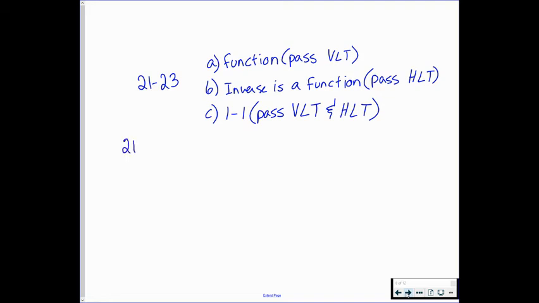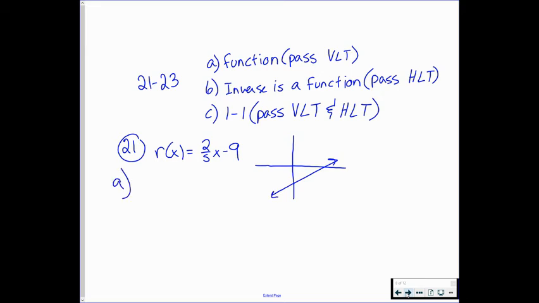All right, so let's start with 21. Our question is r of x equals 2/5 x minus 9. You can type that into your calculator to see what the sketch is going to look like. It is going to be a line going like that. Looking at your sketch, you can tell that it does pass the vertical line test, because I could draw a vertical line through the function and it would only cross once. So yes, it passes the vertical line test.